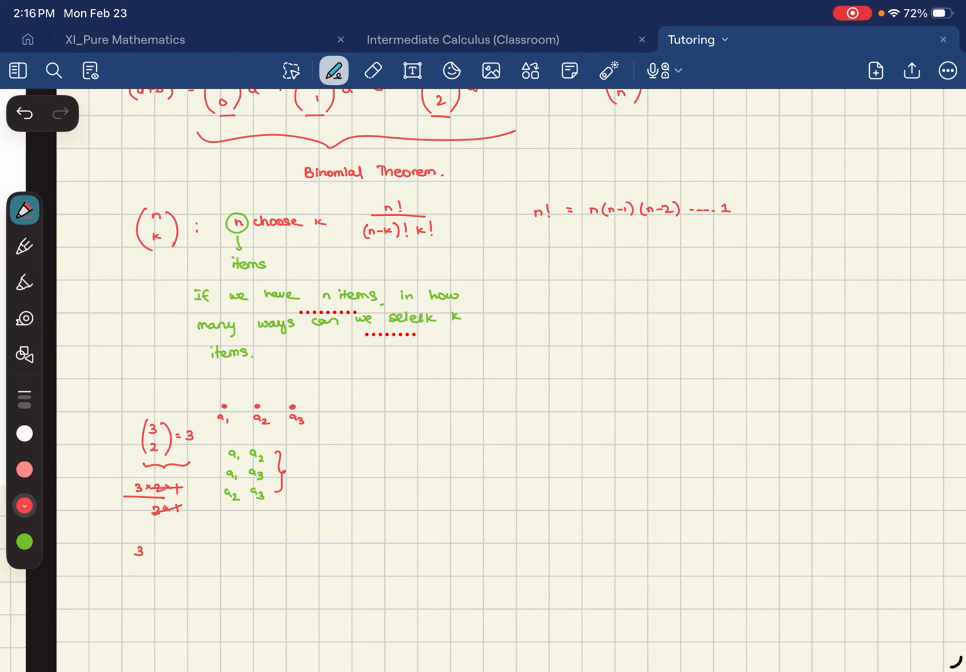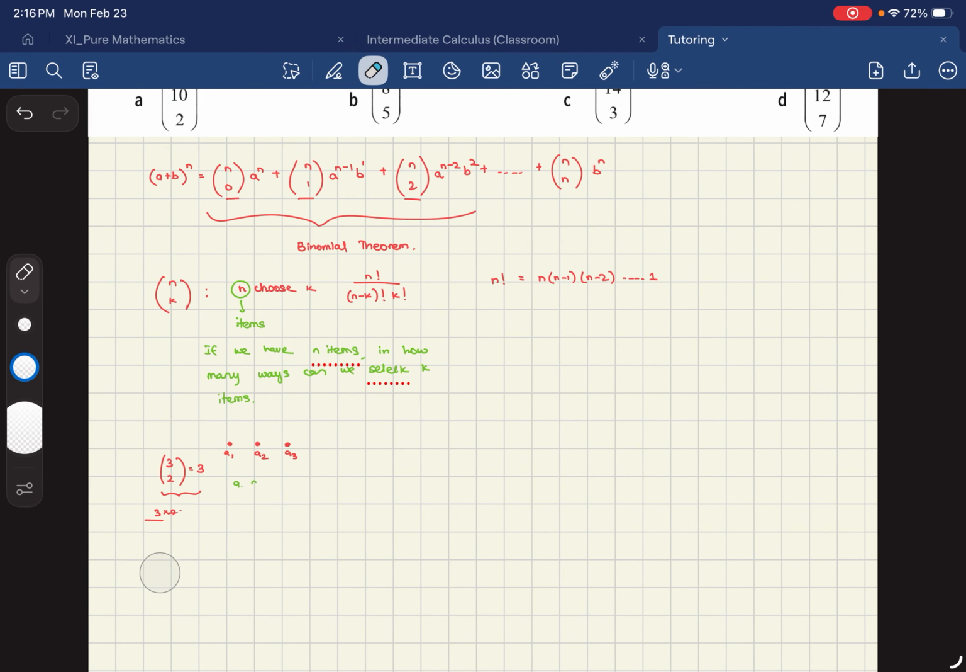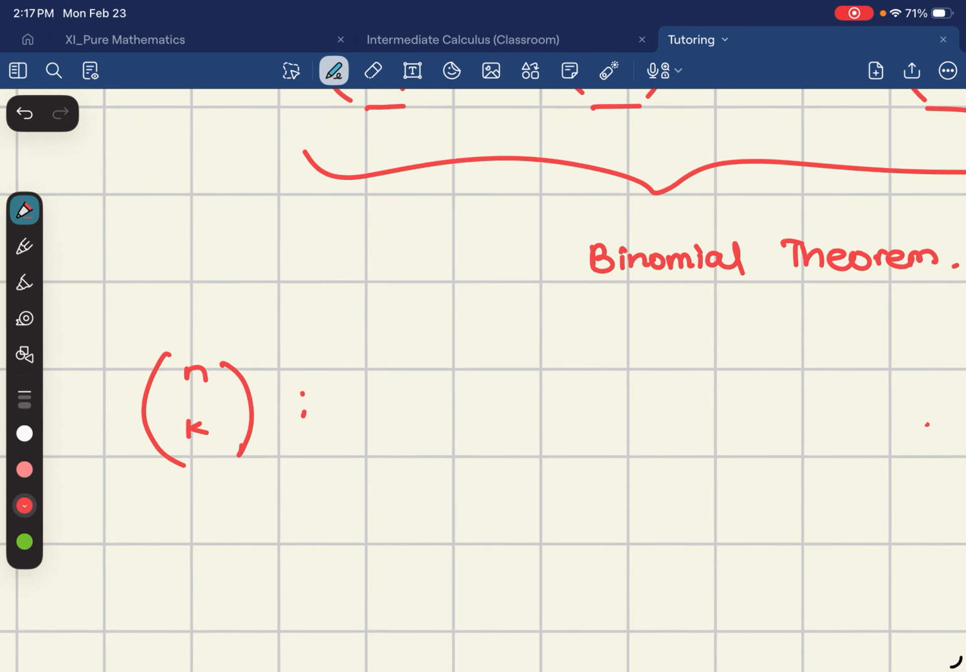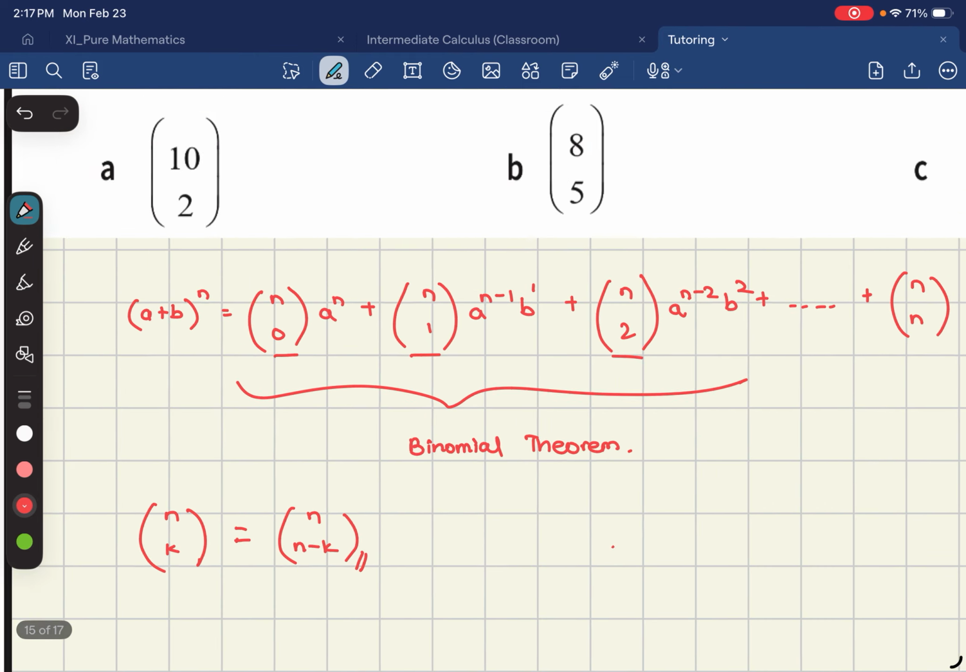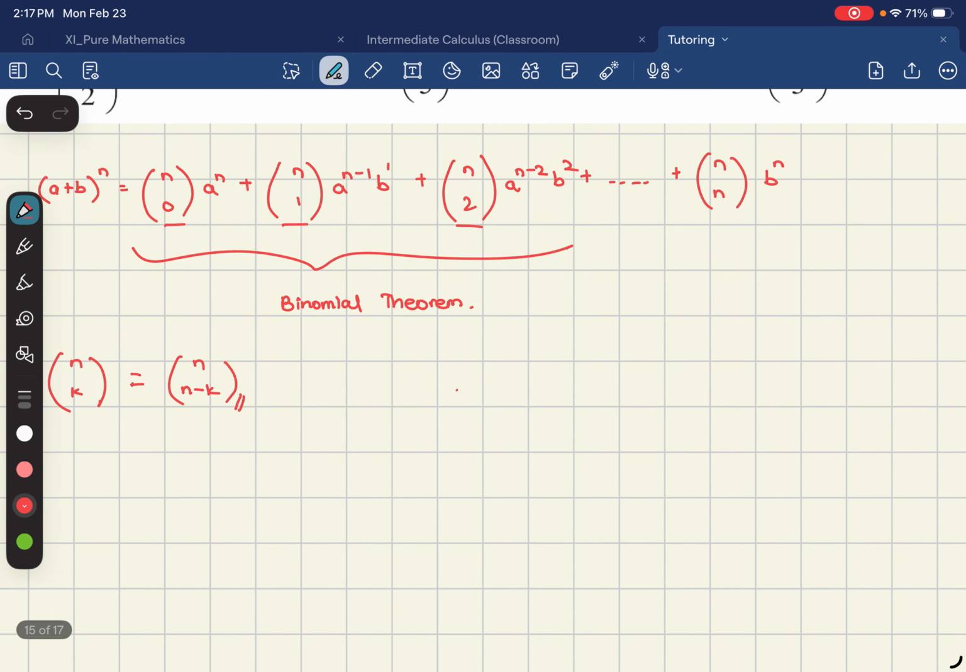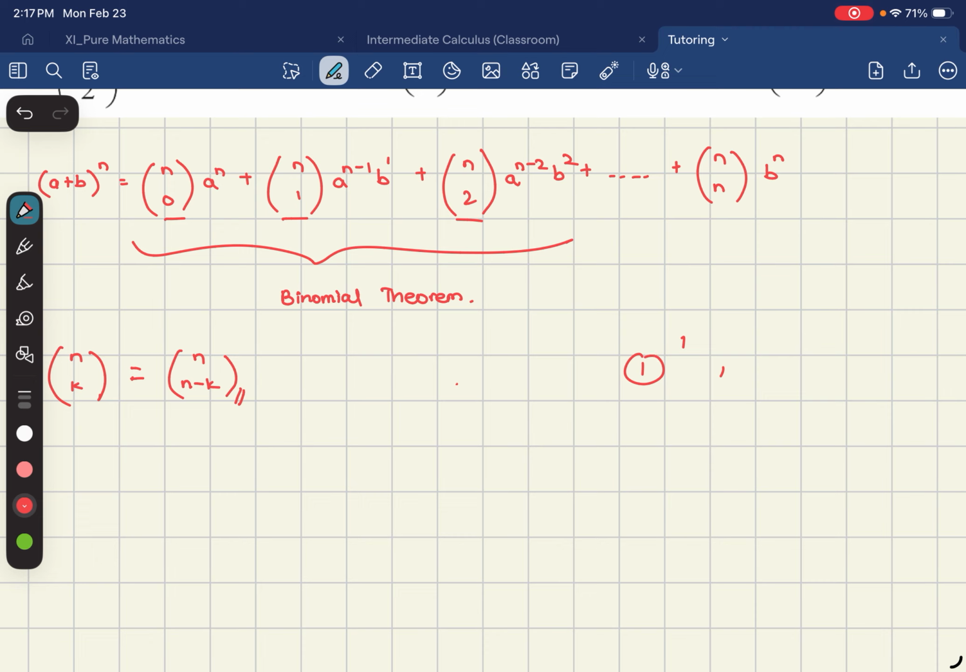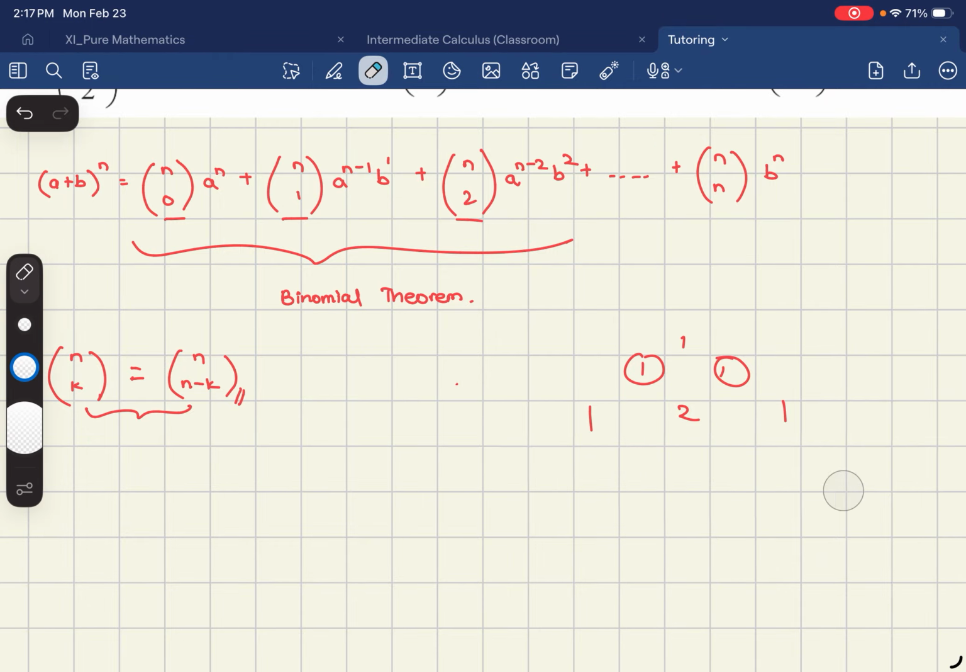3 different ways. Now let's review some additional formulas that are useful. nCk is the same as n choose n minus k. And this is very important. That is why we have symmetry. That is why, for example, in Pascal's triangle, you see that the end numbers are always the same, like 1, 3, 3, 1. These numbers are the same because of this property of binomial coefficients.